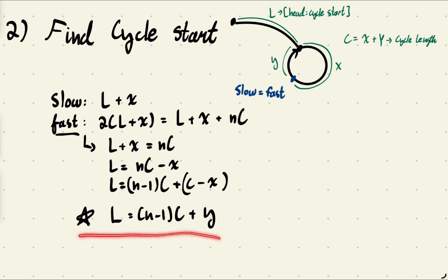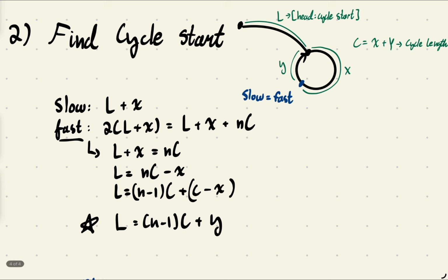So this equation right here shows that if you move from this point right here one lap, and then plus a little bit distance Y, then that will be equal to L. And so at that point is exactly where the beginning of the cycle is. We know that if we have one pointer that starts at the beginning and one that starts at the point where they initially met within the cycle, then eventually they will meet, and they will first meet at the beginning of the cycle.